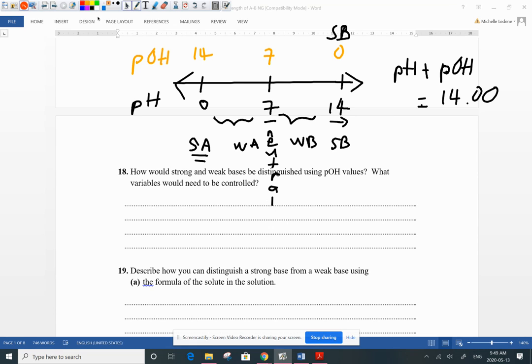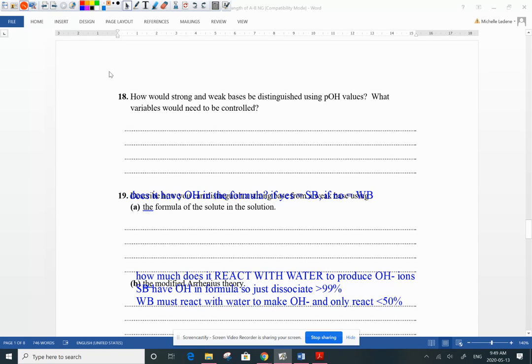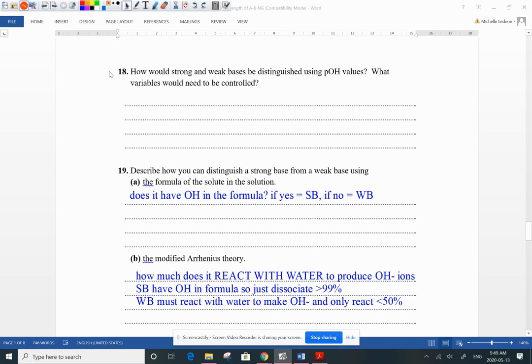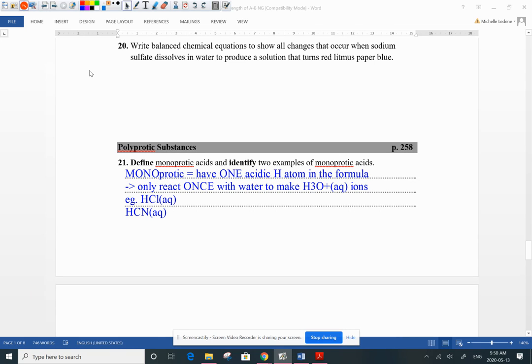Okay, so again, how do I know by looking at a formula? Well, by looking at a formula, I'm looking for, does it have the OH in the formula? If it does, yeah, then we got ourselves a strong base. If not, then we know it's a weak base. And so again, thinking back to modified Arrhenius, how much does it react with water? How much hydroxide ions? If it's got hydroxide in the formula, then you're just dissociating it. It's reacting 100%. If it's a weak base, then you got to react it, and it is not reacting much with water, and you don't get very many hydroxide ions.